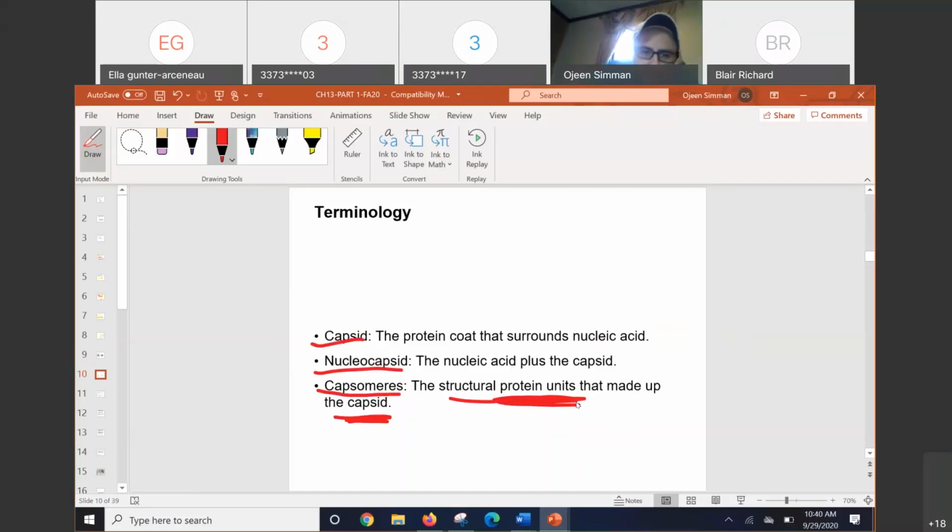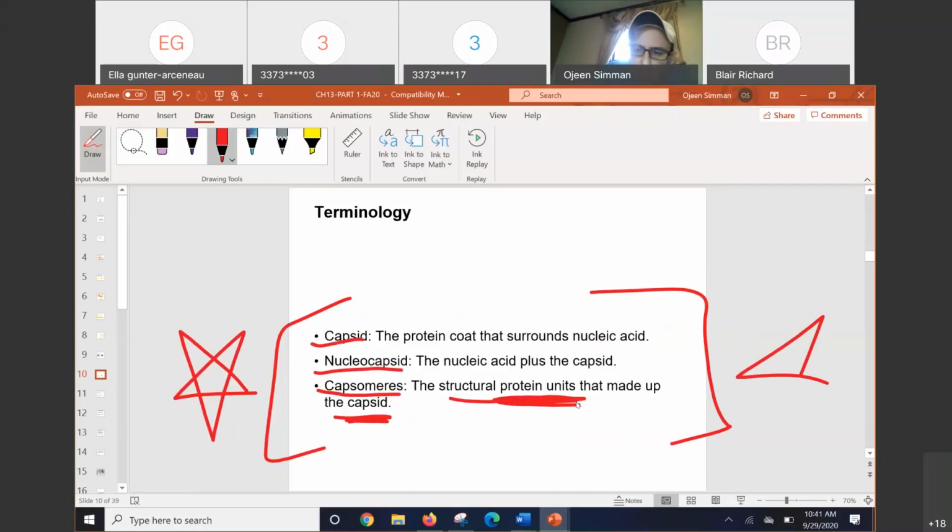Okay, guys, pay attention for one second here. I cannot tell you how many semesters I've taught micro, and students got these simple questions wrong about the nucleocapsid. Okay, please know what these terms are.